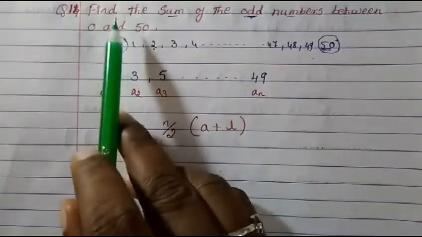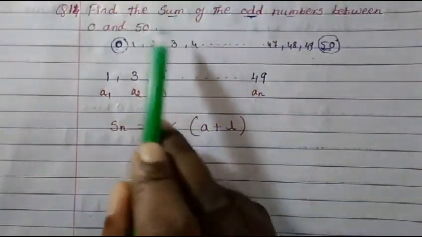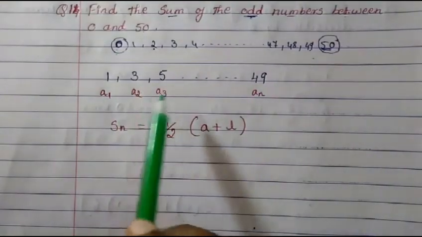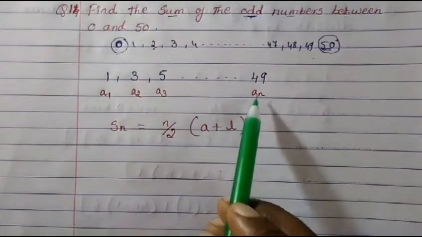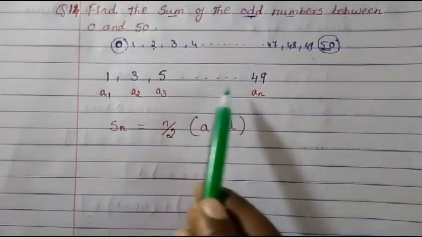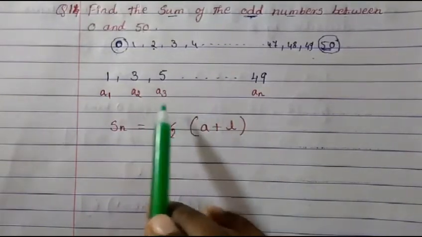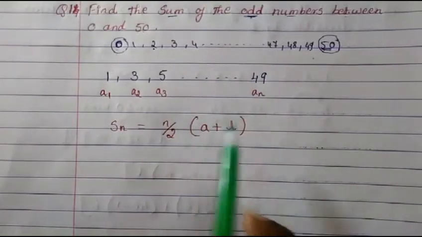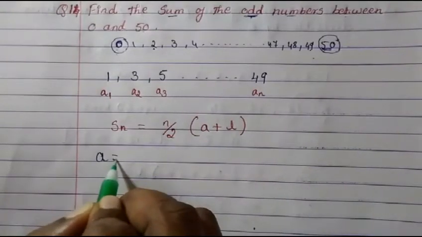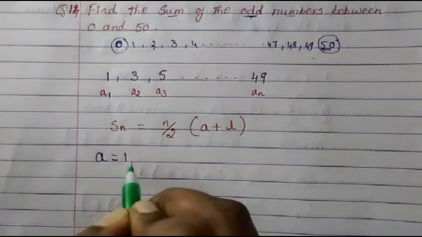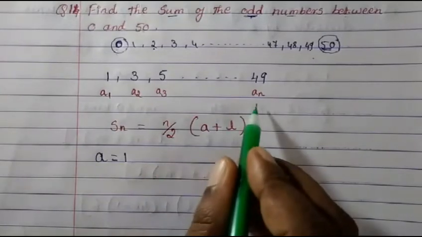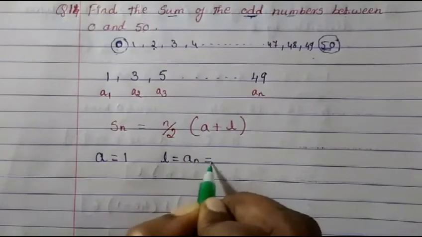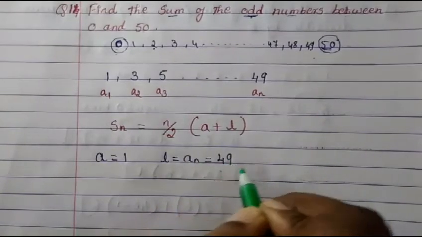They are just saying find the sum of the odd numbers. We know the first term, second term, third term, and the last term, that is an. But how many numbers come in between, we don't know. We know this is the third term, but which term this last one is, we don't know. That means n we don't know. We know a value is 1, and an is the last term, and that is 49.